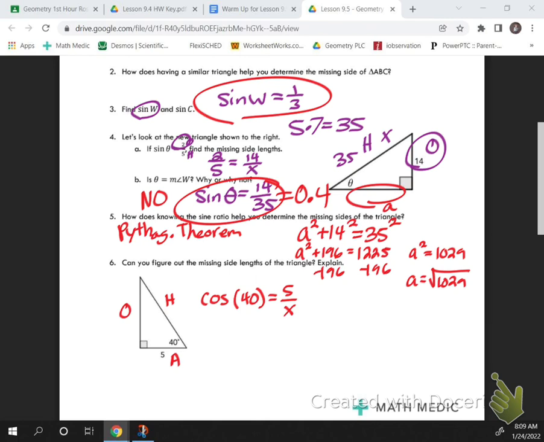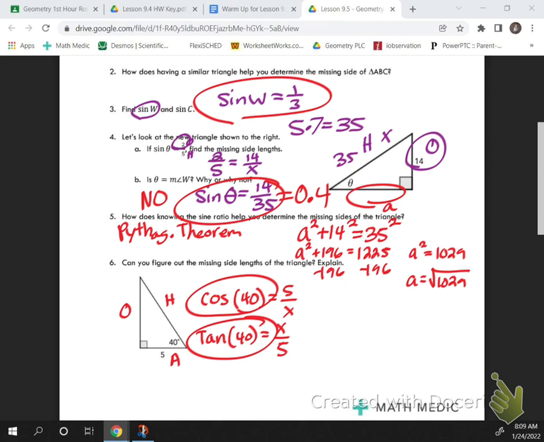Oops, I flipped those, didn't I? You could use tangent. Tangent of 40 equals unknown over 5. Does that help us get any closer? Was there anything on Friday that I showed you that you could use in your calculator? Could I do the cosine of 40 in my calculator or the tangent of 40 in my calculator? Would that help me? Okay.